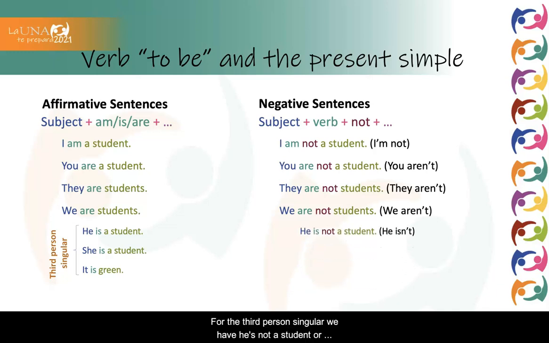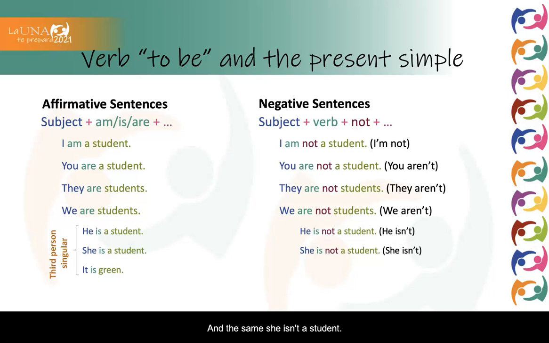We are not students, or we aren't students. For the third person singular, we have he's not a student, or he isn't a student. Then she's not a student, and the same, she isn't a student. Or it is not green, or it isn't green.